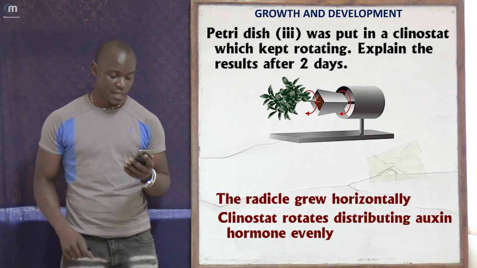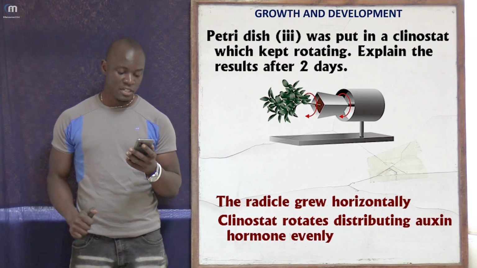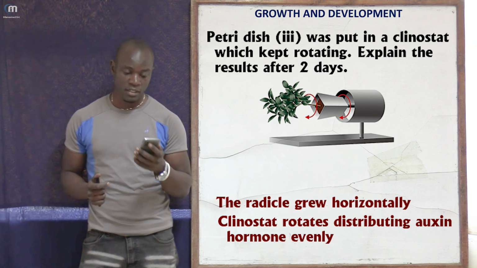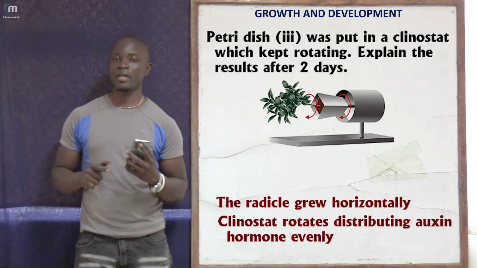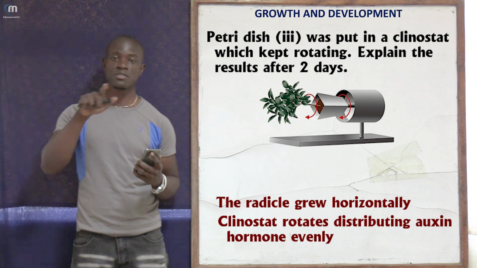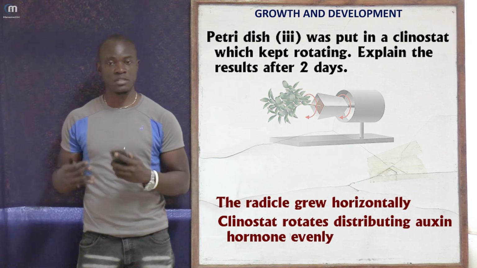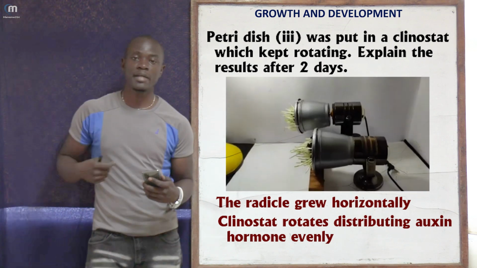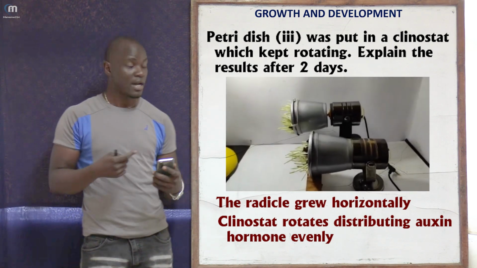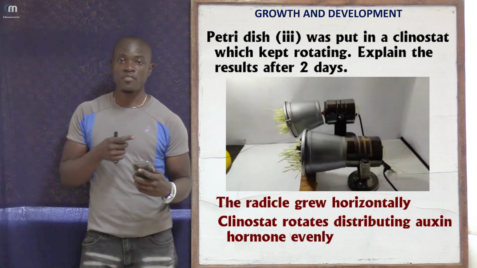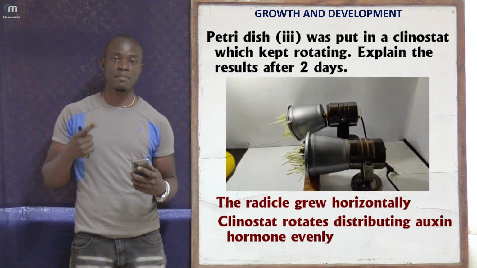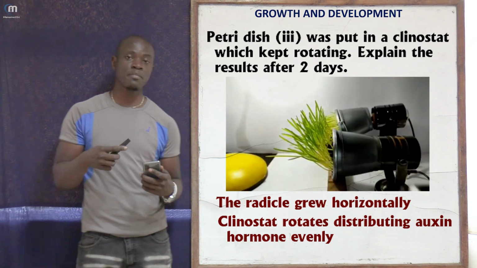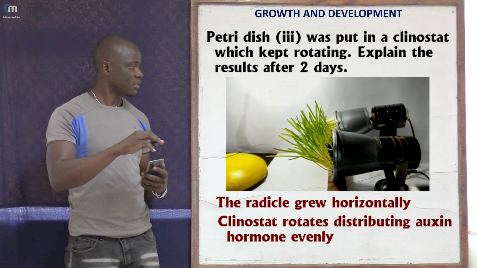So the next question is asking, we are being told that a Petri dish was put in a Clinostat, which was kept rotating. If you know a Clinostat, this is an apparatus which rotates in order to cancel out the effect of auxin hormone. As you can see, this is a sample Clinostat which is rotating, and during the experiment the plants are being rotated.